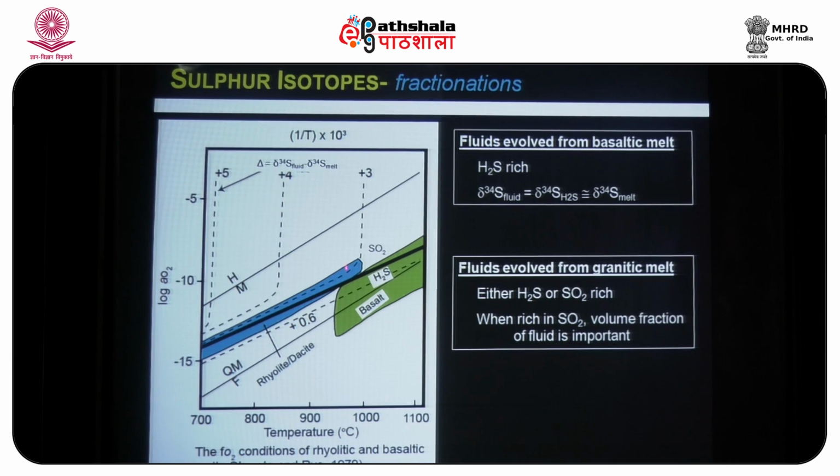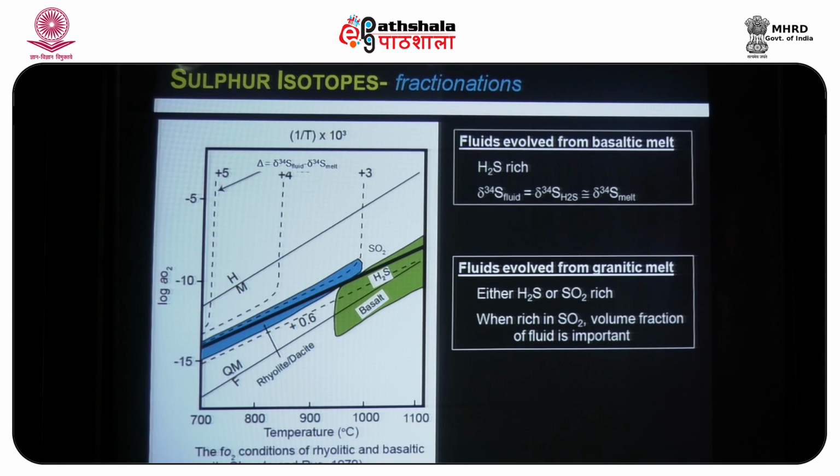However, if it lies above the SO2 H2S line, then the fluid which will be exsolving from that melt will be SO2 dominated. Now, the sulfur in the melt occurs as HS minus, whereas sulfur in the fluid occurs as SO2. SO2 has a preference for the heavier isotopes, whereas HS minus has a preference for the lighter isotope compared to SO2. So, there is expected to be huge fractionation, but this will depend on an important thing, which is the volume fraction of the fluid which is being generated.